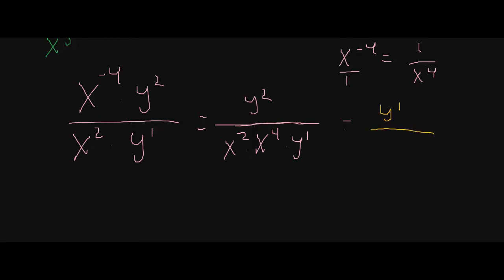Down below here, what's x squared times x to the fourth? That's the same as adding these by the product property. So we're going to get x to the sixth. So this is just one example of how to apply the definition of negative exponent to situations like this. Hopefully this helps to clarify the definition of negative exponents.